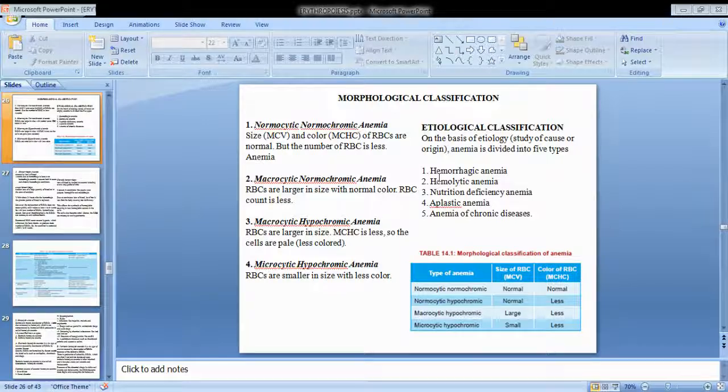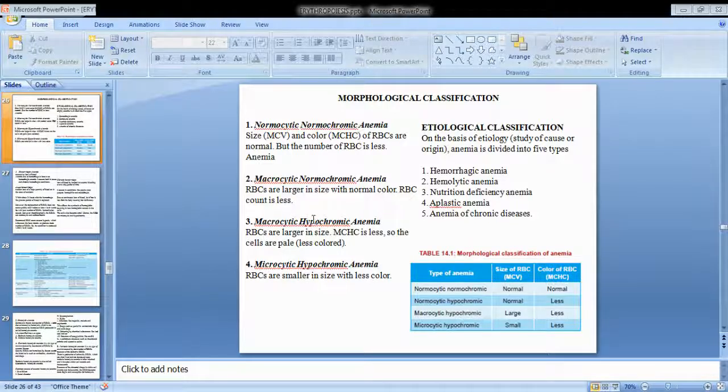So what is the condition classification? Hemorrhage, accident or internal hemorrhage or anything bleeding leads to hemorrhagic anemia. Hemolytic anemia, when there is a destruction of RBC cells, it will lead to hemolytic anemia. Then if there is any nutritional deficiency, that will lead to nutritional deficiency anemia. Aplastic anemia is another condition we will see below. Then anemia of chronic diseases. All these are different types of anemia which we are going to see now.